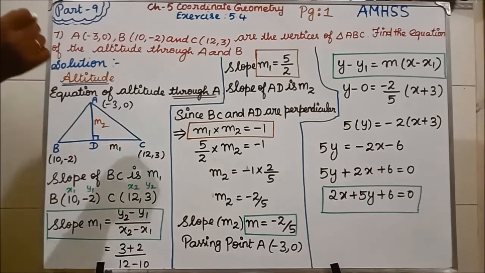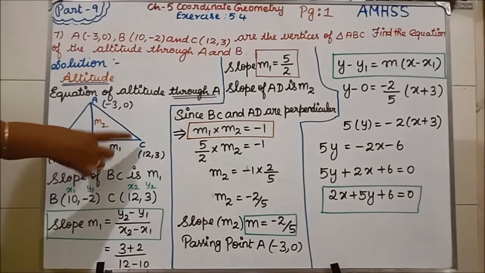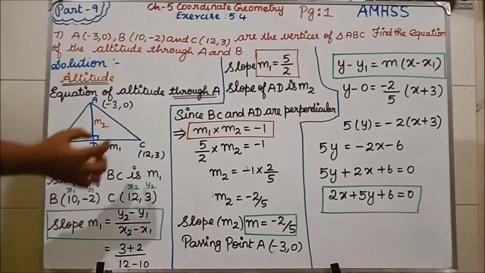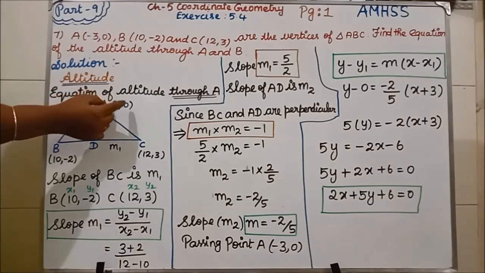Now slope of BC is what? M1 is equal to 5 by 2 we have got. Then another slope we have to find here. What is that slope of AD? M2 we have to find. See students, here slope of BC we are having B point as well as C vertex we are having. So we are easily finding this M1 value. But to find the M2 value, we are having only the vertex A.